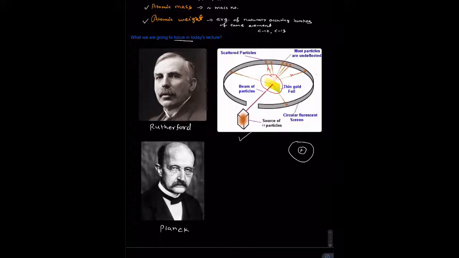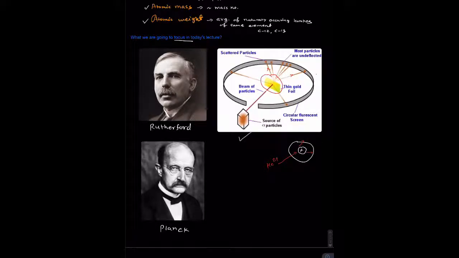The alphas are helium 2 plus particles. Because they are positive, they got deflected. That's what we saw there, and he found that out. He did not know what it was, but he said there is something densely positively charged in the atom. And the guy down here, Planck, is known for what we call the quantum theory.